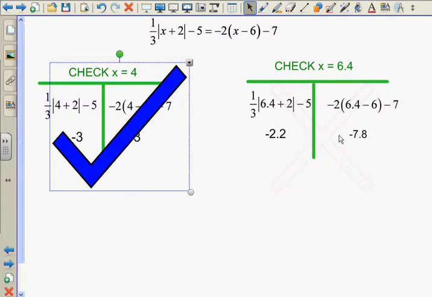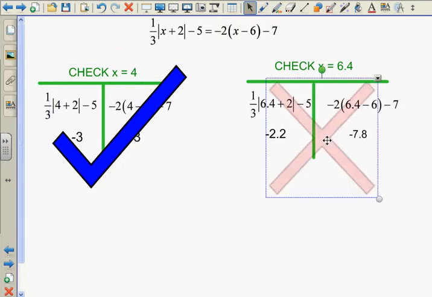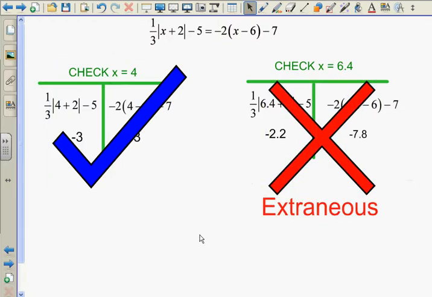Here, when we plug in 6.4, we don't get things that are equal. So remember in class, we called that an extraneous solution. So really, our only answer is x equals 4. Okay, so you do have to make sure you check all of these. Just solving is not going to be good enough.